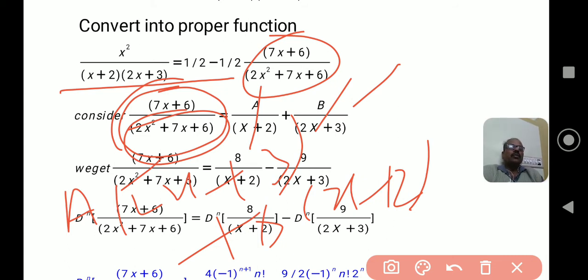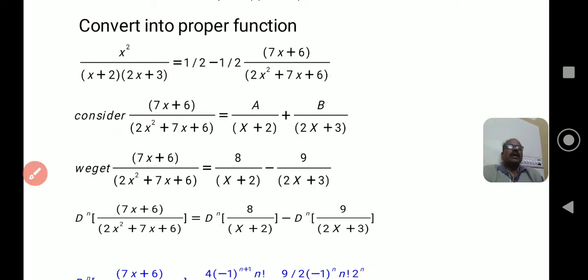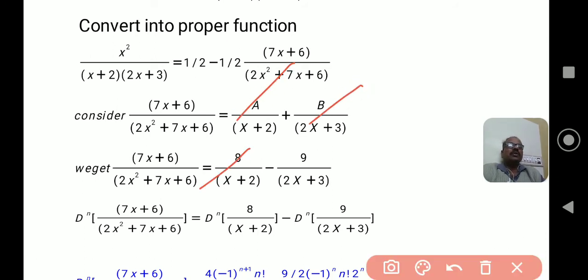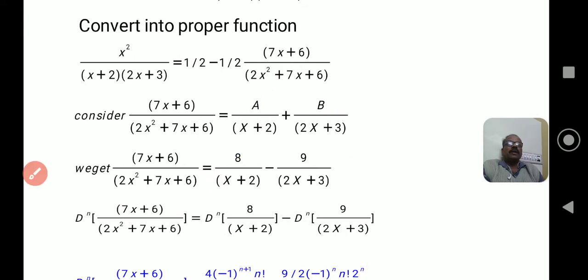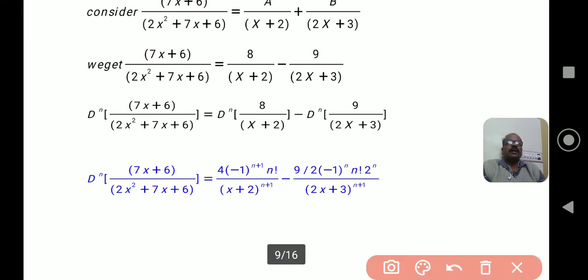Then we can put a suitable value for x and make the other term equal to 0. Finally, we get a equal to some value and b equal to some value. In this case, we get a is equal to 8 and b is equal to minus 9 after following the procedure. We know that already. Okay, next step, whatever you find for a and b, we write the same a and b values.